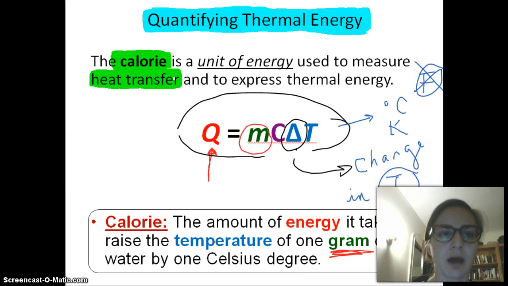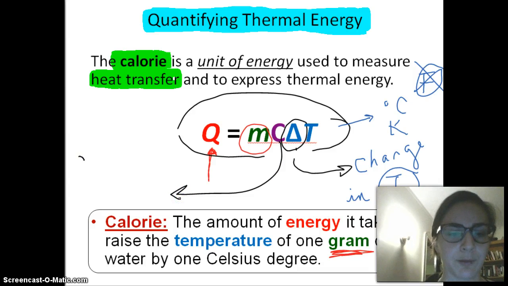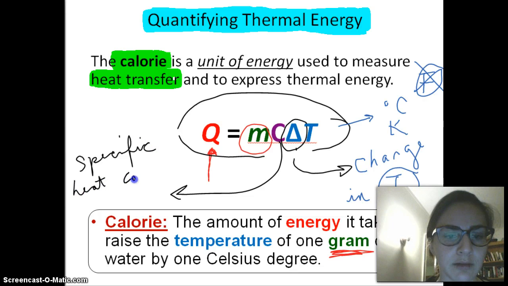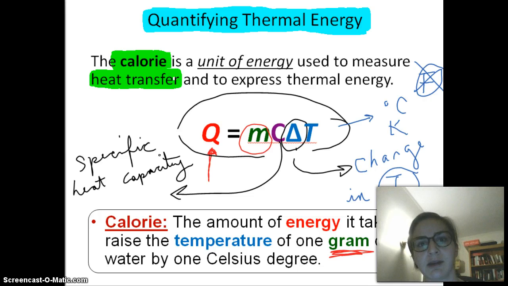C is something called specific heat capacity. We're going to look at specific heat capacity in more detail in an upcoming lesson, but I'll give you a brief overview of what it means right now. Specific heat capacity is a property of a substance. What that means is gold has its own specific heat capacity. Rubber has its own specific heat capacity. Wood has its own specific heat capacity. Every substance has a specific heat capacity.